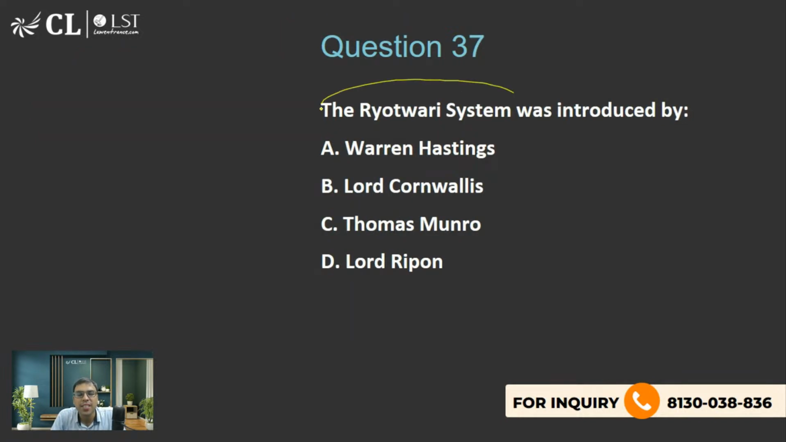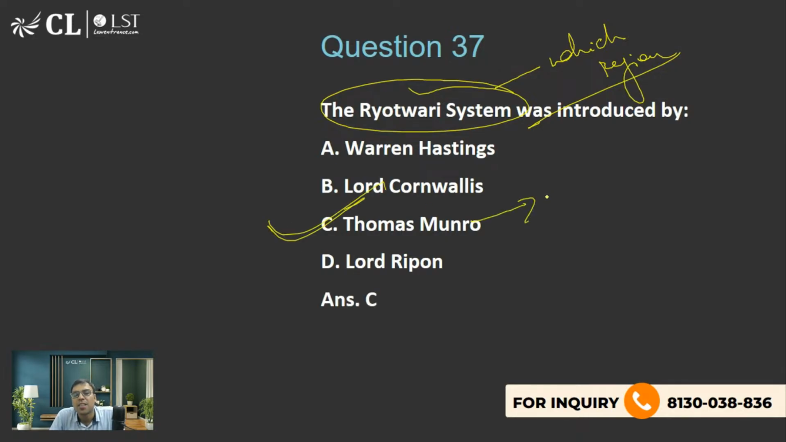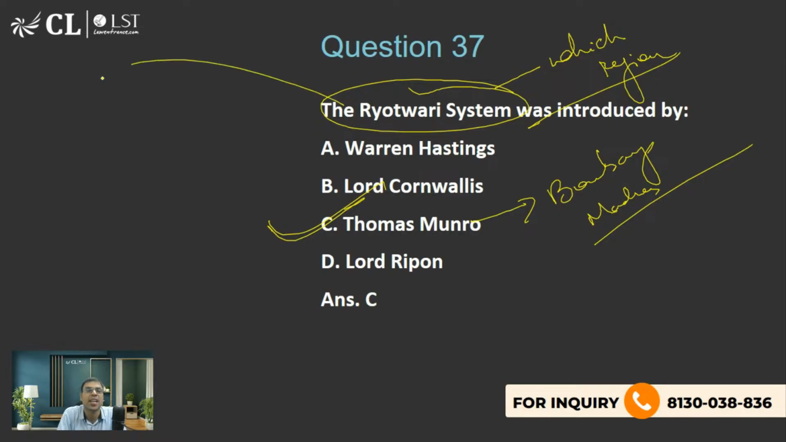Let's move on. The Raiyatwari system was introduced by, Raiyatwari system, and in which region? Yes, Mahendra, you were right. Raiyatwari system was introduced by Thomas Munro in South India, like Bombay Presidency in those regions, and Madras Presidency, those regions, South India. Okay. Raiyatwari, it is a land revenue settlement, land revenue system. C is the right answer.